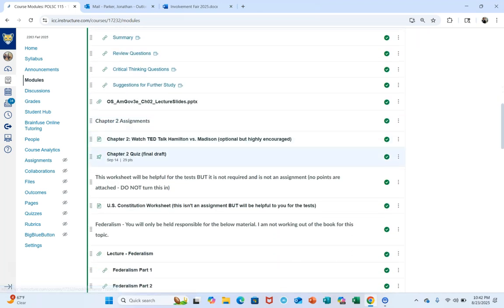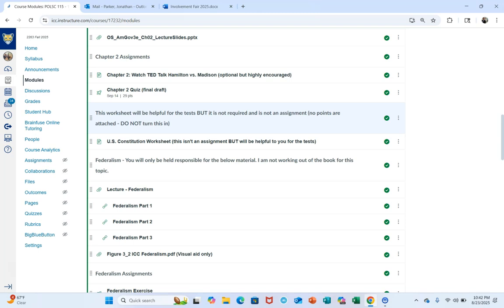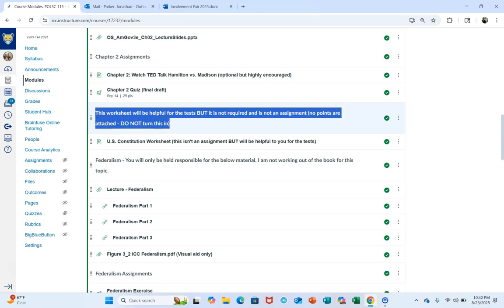This, however, I am mandating: the Chapter 2 quiz. You will take this and complete it. All right. Next, again, this worksheet will be helpful for the tests, but is not required and is not an assignment. No points are attached. Do not turn this in.